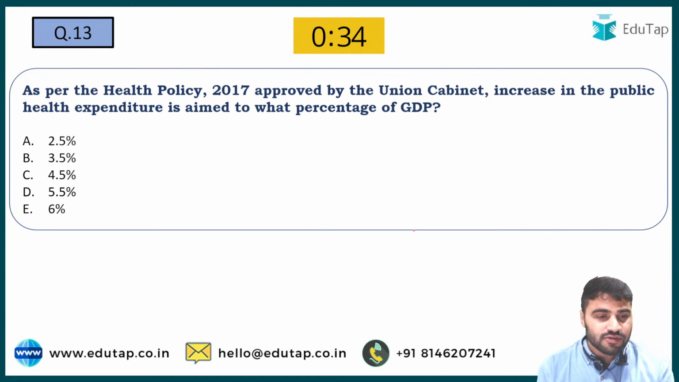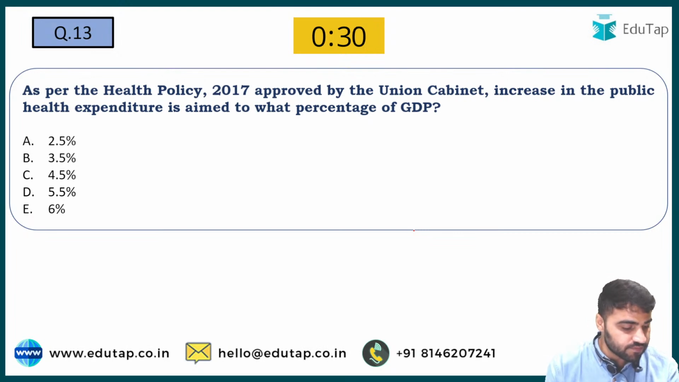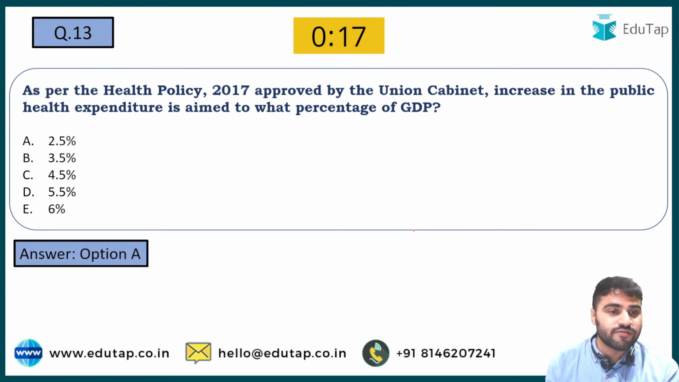The question is related to the health policy of 2017. Nilesh, Aditi, Nikhil, you all are saying option number A. Hemant Kumar is saying option number B, that is 3.5%. So guys, the right answer for this question is option number A only, that is 2.5%, right?